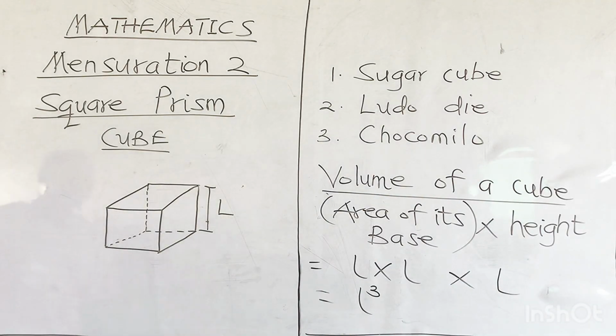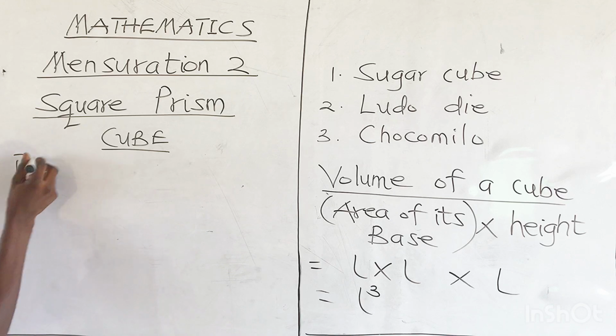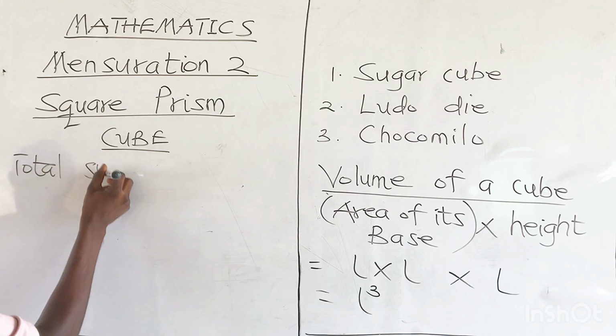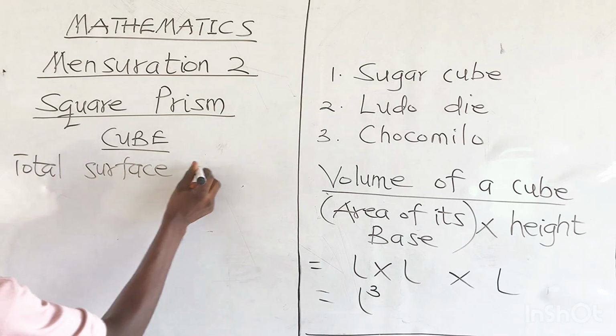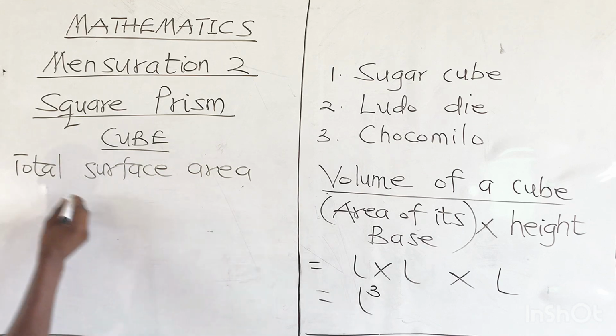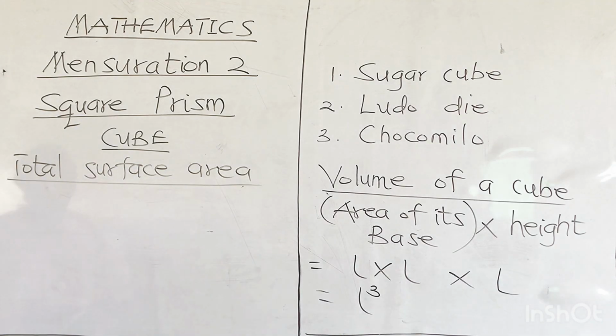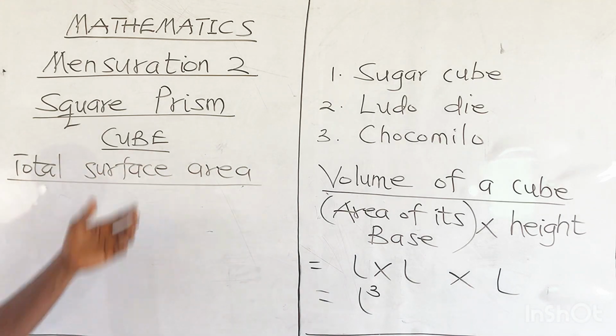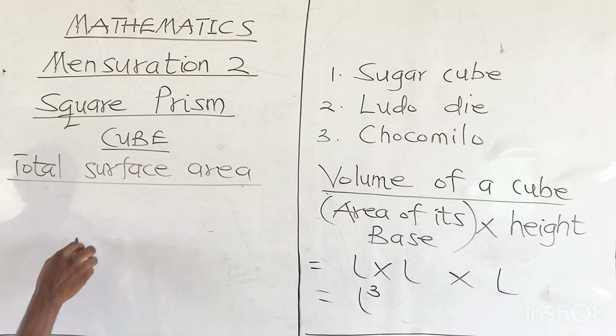Now we are moving on to the total surface area of a cube. Now with the total surface area, I'll be using the net to explain. So every cube, its net looks like this.